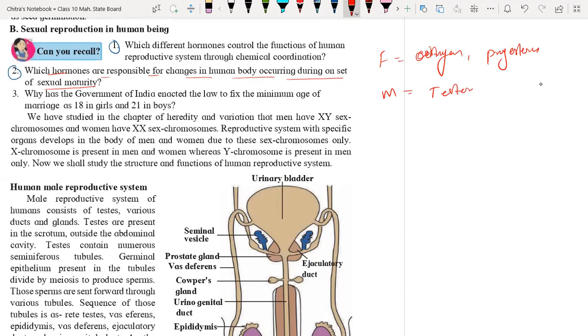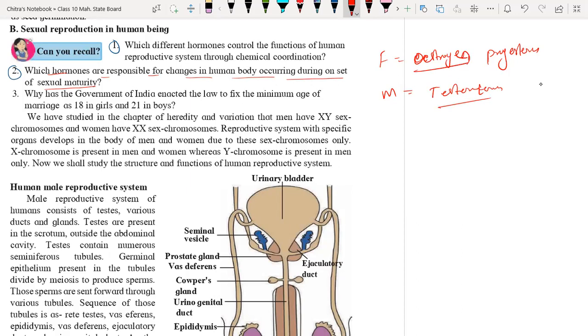Sir, first F and you have put the equal mark. What did you write, sir? First O is silent, beta. Oestrogen, estrogen and progesterone. And in case of male, we have testosterone.